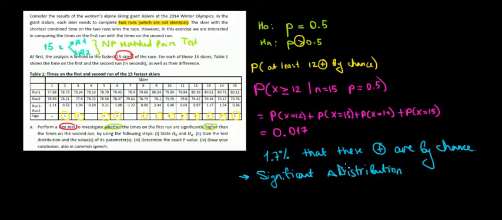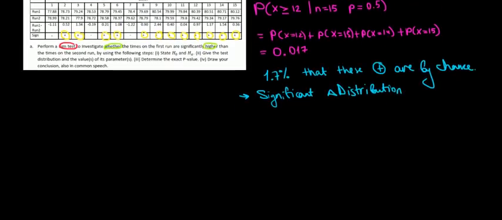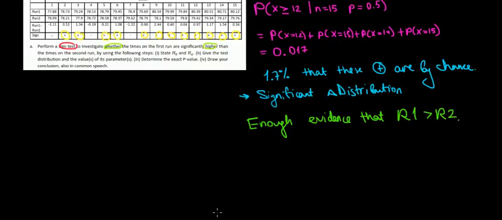And the actual conclusion has to be in line with our alternative hypothesis, and we said that the proportion should be higher than 0.5, meaning that we have enough evidence that the times of the runs in the first distribution are higher than the second. So enough evidence that the run in the first distribution is greater than the run in the second distribution. Hope this makes sense. We are done.